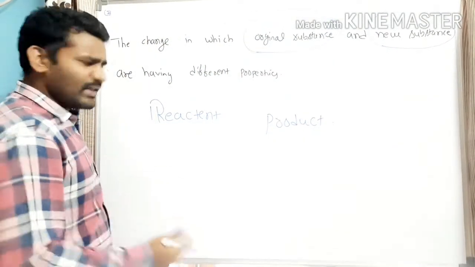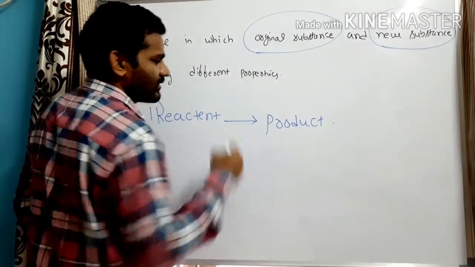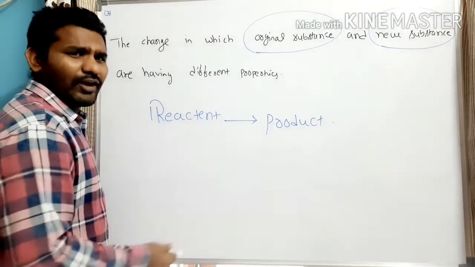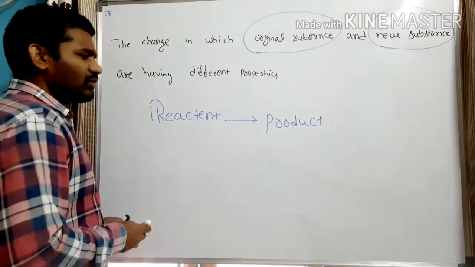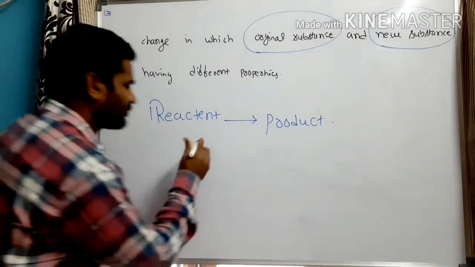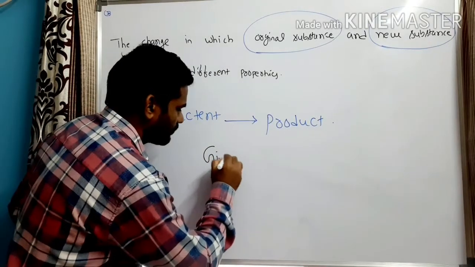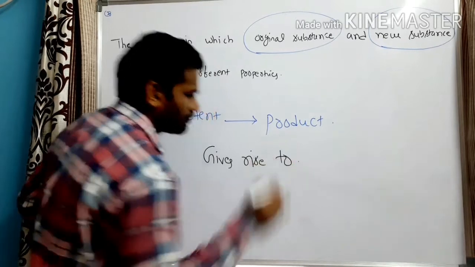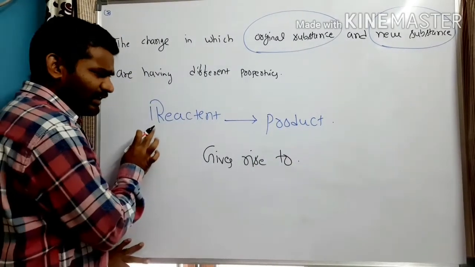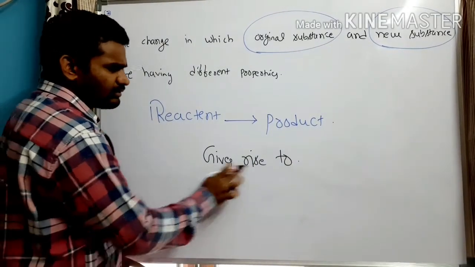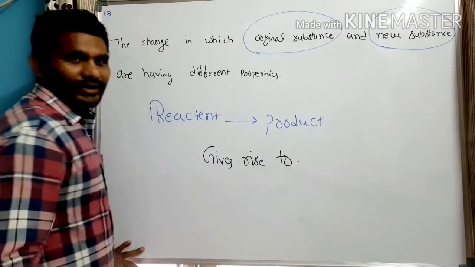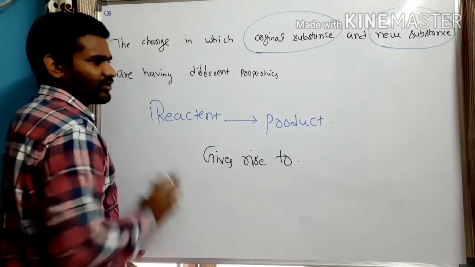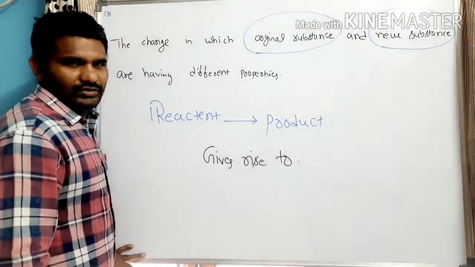We can represent the chemical change like this. What does this arrow indicate? The arrow means gives rise to. Reactants give rise to products. That is the meaning. That means a reactant after reaction gives a product.